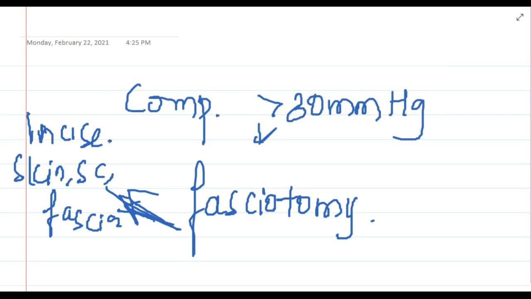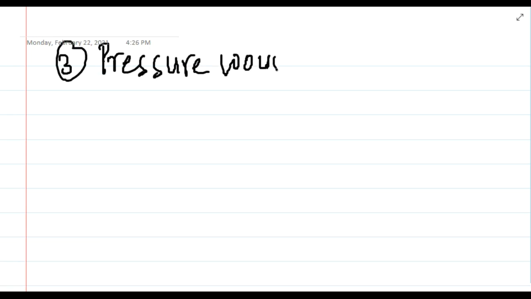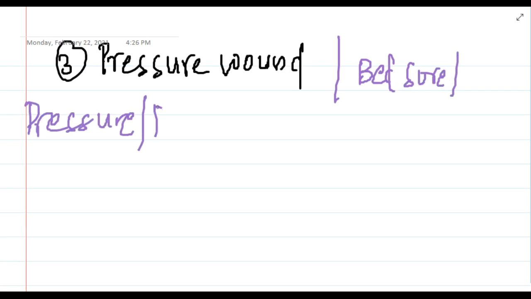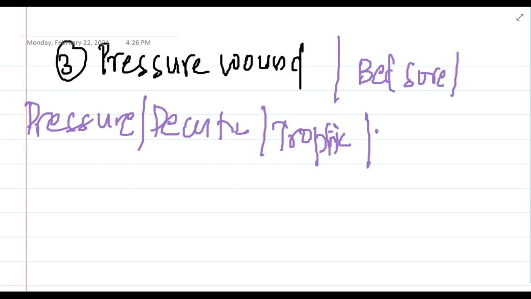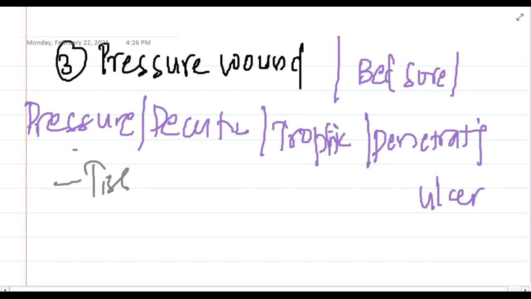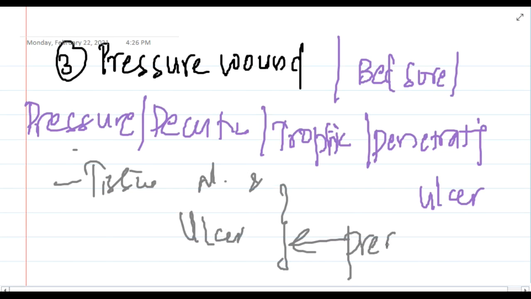So that is about fasciotomy and compartment syndrome. Then we have the third type of chronic wound, which is pressure wound. This pressure wound is given many names. It is also called bed sore or pressure ulcer or decubitus ulcer or trophic ulcer, or we can also call it penetrating ulcer. This will cause tissue necrosis and ulceration, mainly because of the prolonged application of pressure.